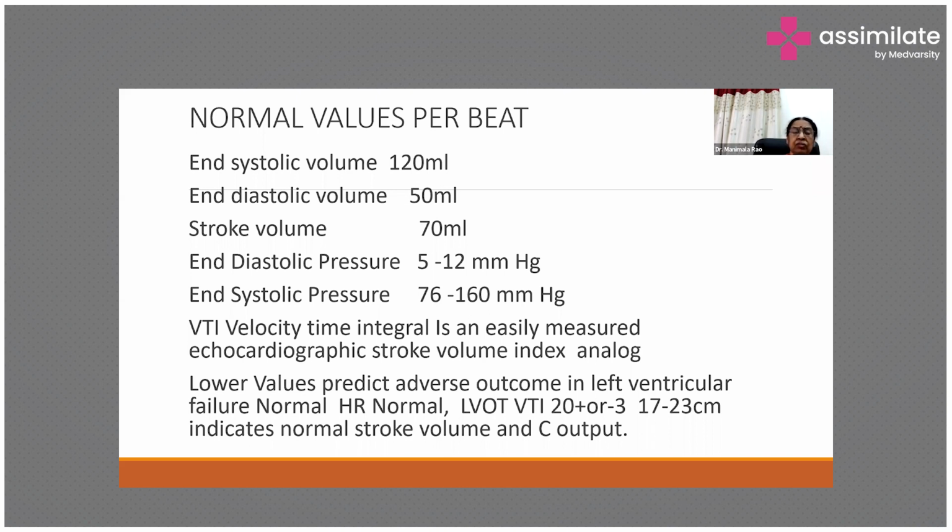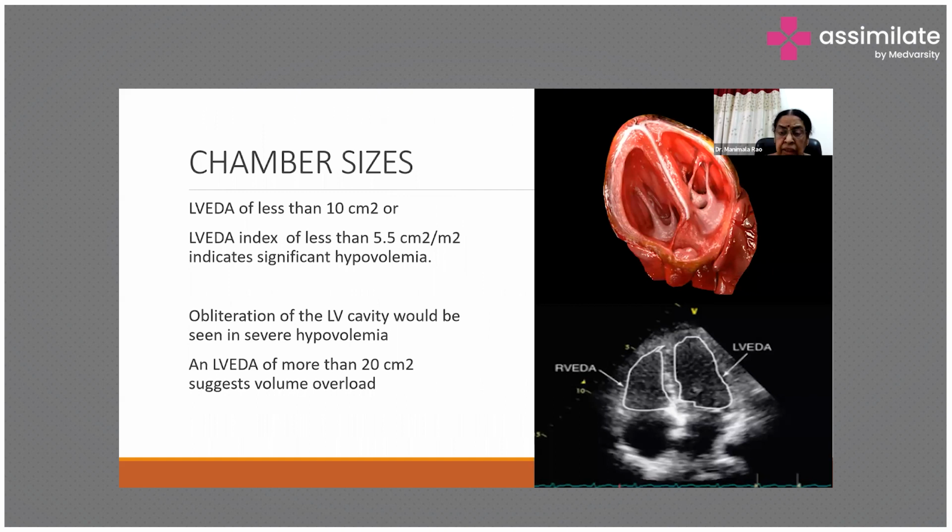The other one is the velocity time integral, which is easily measured in the echocardiograph, a stroke volume index analog. So it always gives you that. Once you measure it and see it there, then you can easily make out. This is usually 20 plus or minus 3. So between 17 to 23 centimeters indicates normal stroke volume. If it is more or less, then you will be able to know depending upon that. Yeah, next.